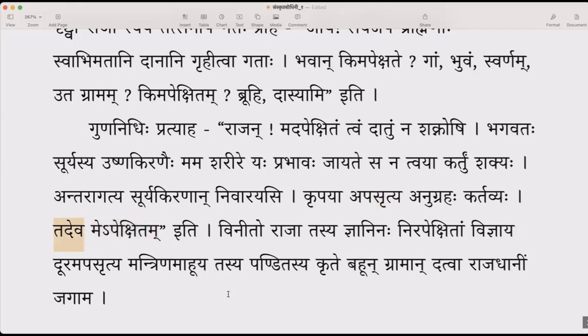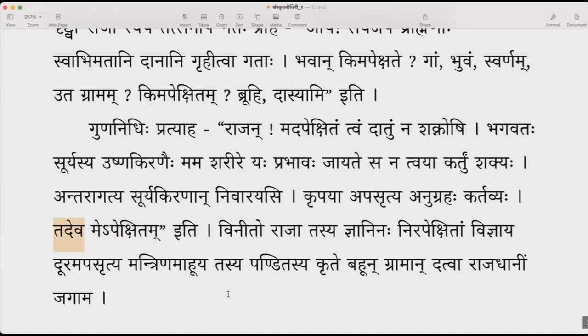Tadeva. Mama, me apekshitam. Me, mama, me avayoho nau asmakam naha. In the shabda, you will find the second word there. Mama me, maam me, avam nau, asman naha.